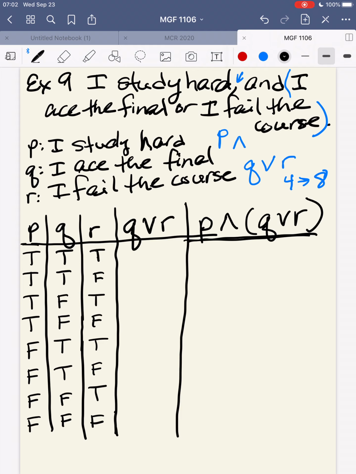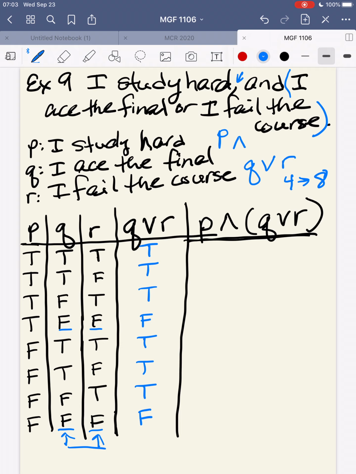Now I want to look at Q or R, these 2 columns. And remember, or is only false if they're both false. We have a couple times where they're both false, right here and at the bottom. So we have true, true, true, false, true, true, true, and false.